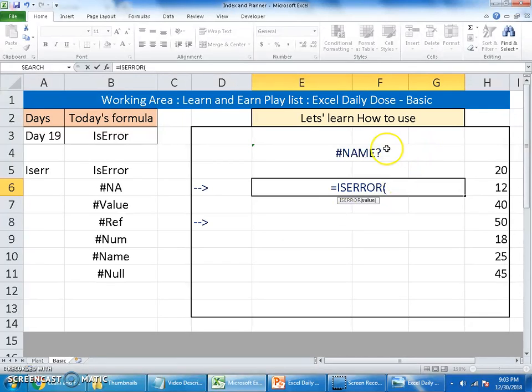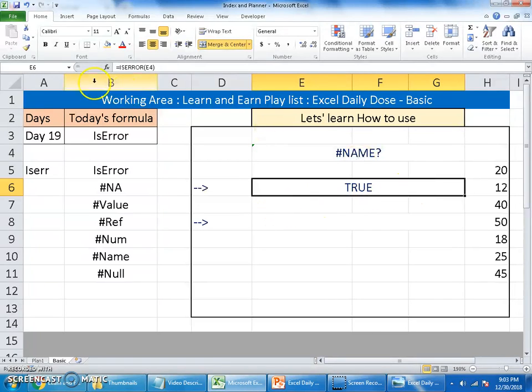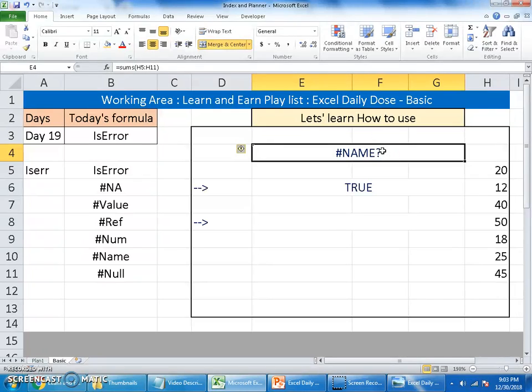All right, so I'm going to check this one, which is E4, and evaluate. Remember, there are no other arguments we require. We only need one single cell value. All right, so it returns TRUE, saying there is an error. So wherever ISERROR returns TRUE, it means the referenced cell has an error.